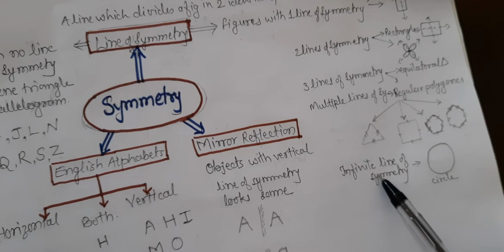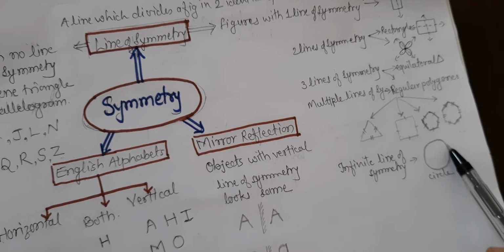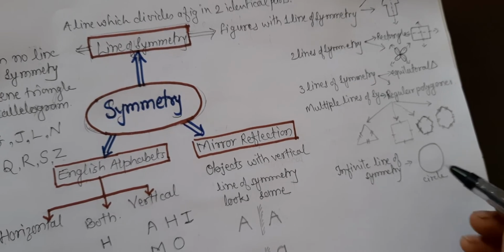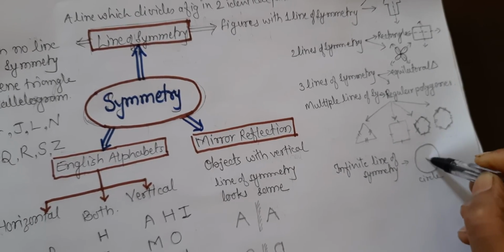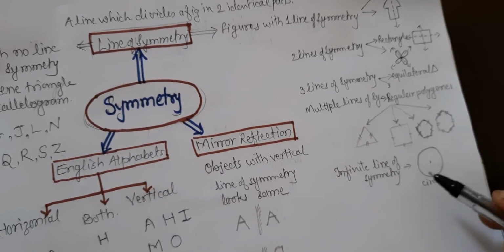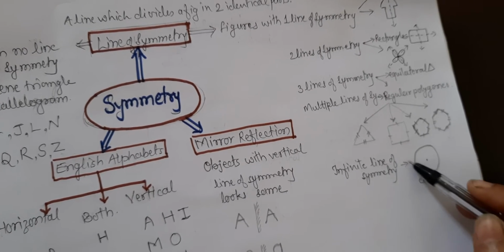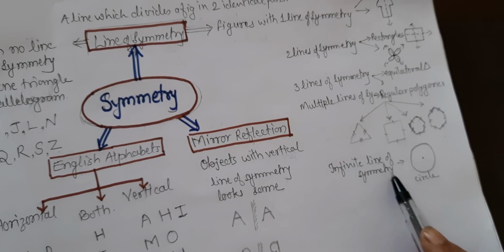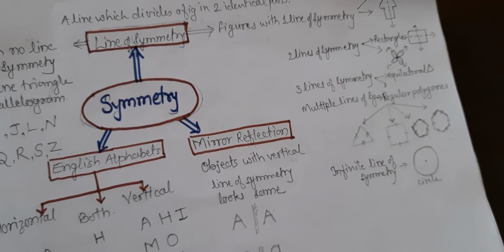Now next, the figure that is a circle has infinite lines of symmetry, and each line of symmetry should pass through the center of the circle. Whatever line you draw through the center of a circle, all of them will be lines of symmetry for the circle.